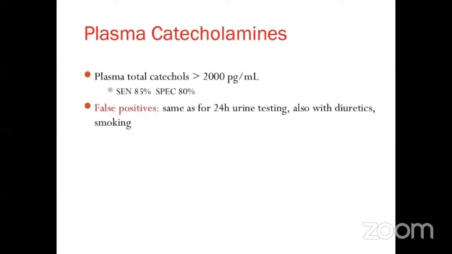And plasma catecholamines: if plasma total catecholamines are more than 2000 picograms per milliliter, we can confirm it as pheochromocytoma. In this case, false positives include use of diuretics or if the patient is a chronic smoker.